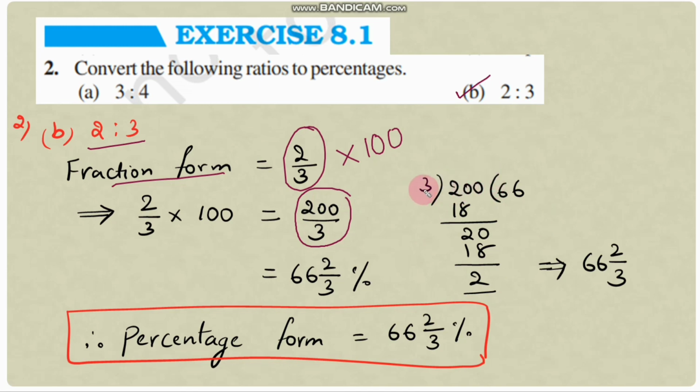We divide 200 by 3. 3 6s are 18. 20 minus 18 gives us 2. We bring down this 0. Again 3 6s are 18, and 20 minus 18 is 2. So written as a mixed fraction, we get 66 2/3. What percentage did we get here? 66 2/3%. So 2:3 is equal to 66 2/3%. So the percentage form is equal to 66 2/3%. Understood children? Whenever we want to convert a fraction into a percentage, we have to multiply that fraction by 100. So remember this children.